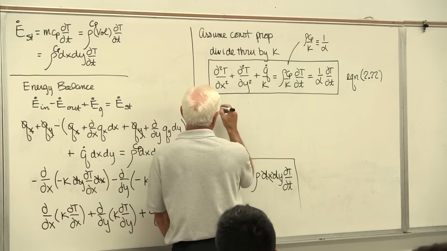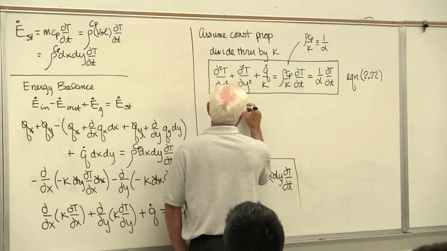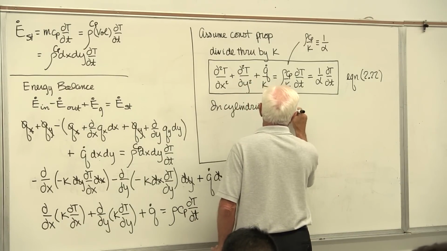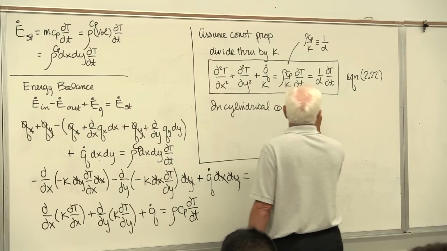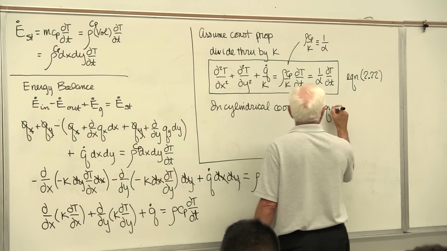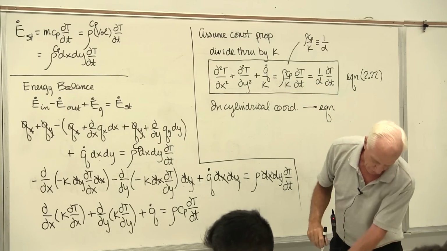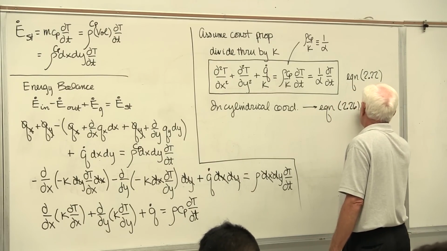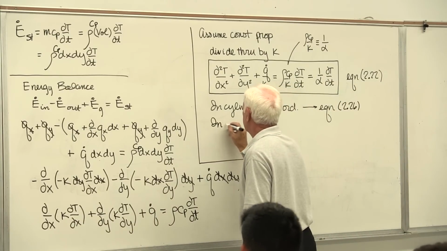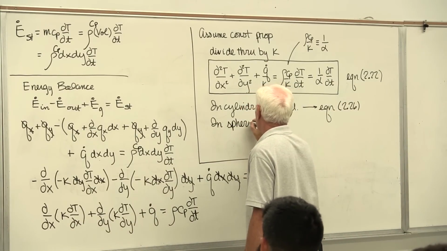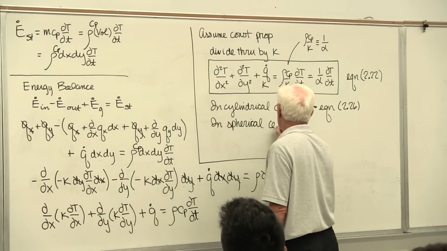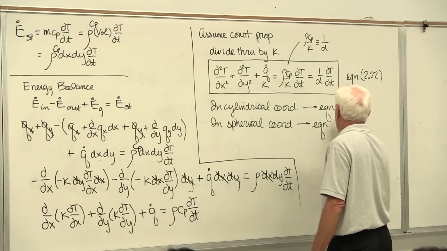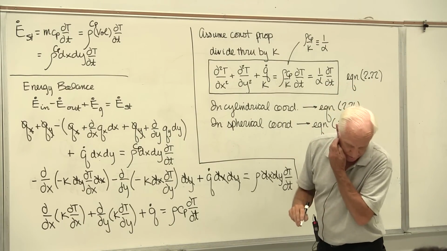If you want it in cylindrical coordinates, then look at the equation in the textbook. We're not going to derive it. The equation in the textbook is 2.26. If it's in spherical coordinates, equation 2.29.